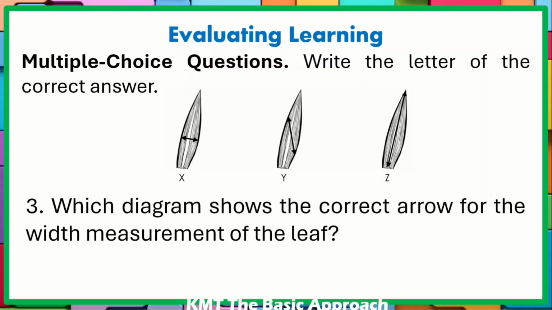Number 3. Which diagram shows the correct arrow for the width measurement of the leaf? A. X. B. Y. C. Z. What is the correct answer? Awesome! The correct answer is A. X.